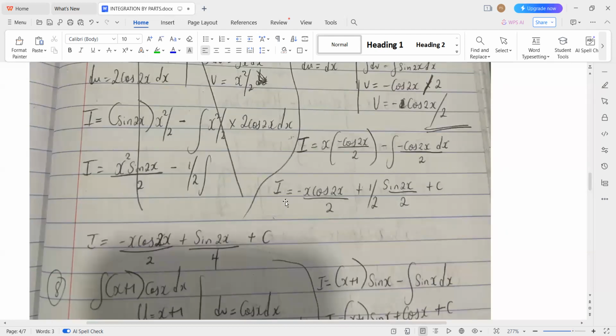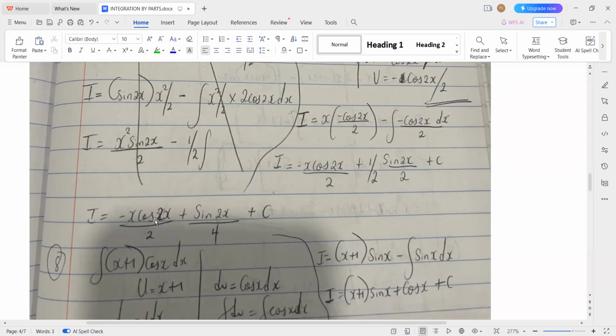So you then say I is equal to minus x cos 2x over 2 plus 1 over 2 times what? If you integrate cos 2x, you get what? sin 2x. So you say plus 1 over 2 times sin 2x over 2 plus c. So you have I is equal to minus x cos 2x over 2 plus sin 2x over 4 plus c.